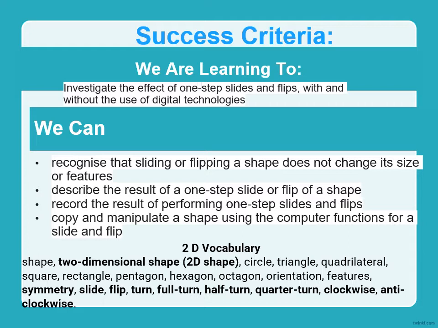We can recognize that sliding or flipping a shape does not change its size or features. We can describe the result of a one-step slide or flip of a shape. We can record the results of performing one-step slides and flips. And we can copy and manipulate a shape using a computer function for a slide and flip.